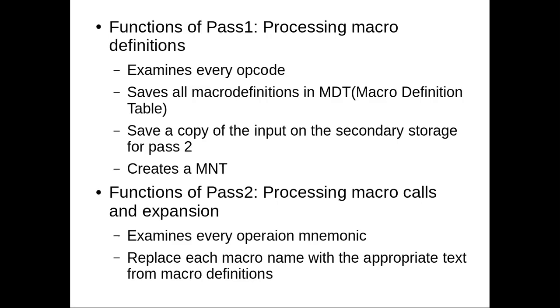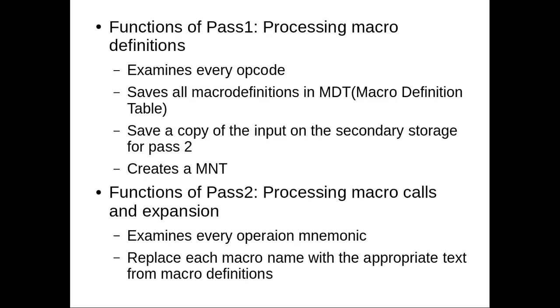Before entering into the next steps of the implementation, we have to know what the basic functions of pass 1 and pass 2 are. The basic function of pass 1 is processing the macro definitions, whereas pass 2 means processing macro calls and expanding them. So we'll see how pass 1 is performing.